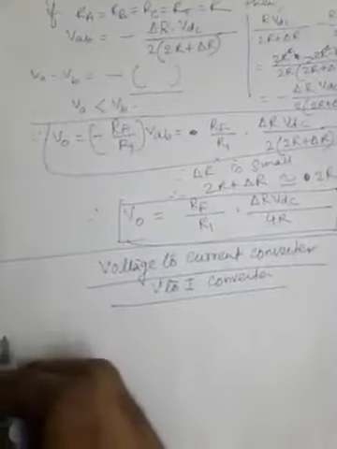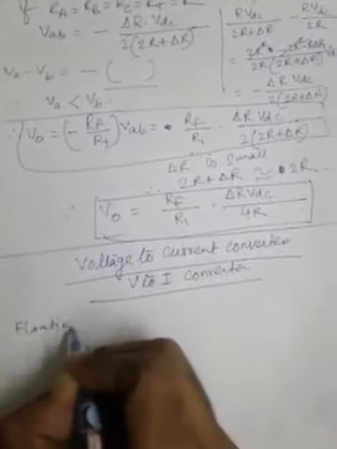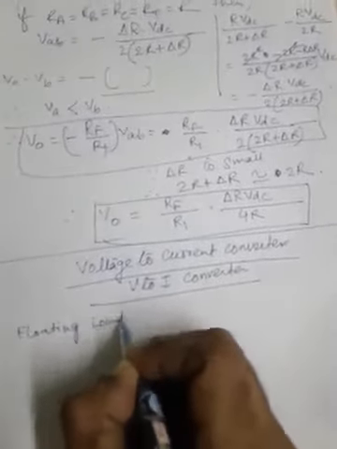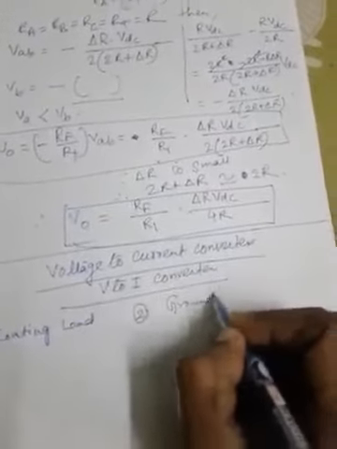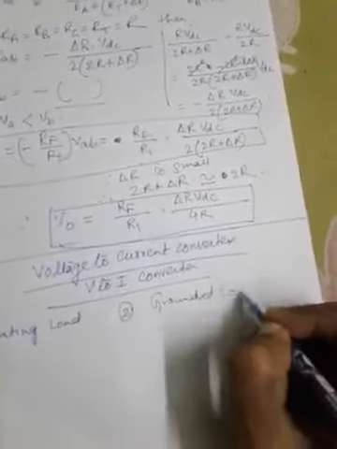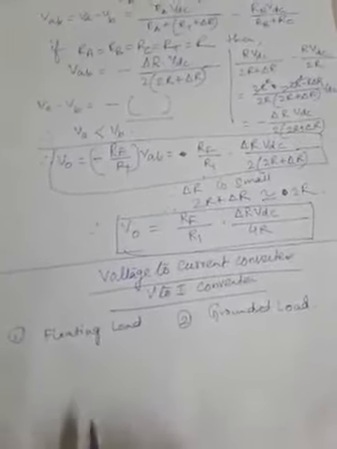This converter can work with floating load and the second one is grounded load. So first we will be discussing about VI converter using floating load. So this will be the circuit. The circuit will look like this.